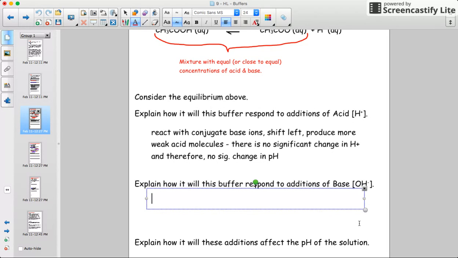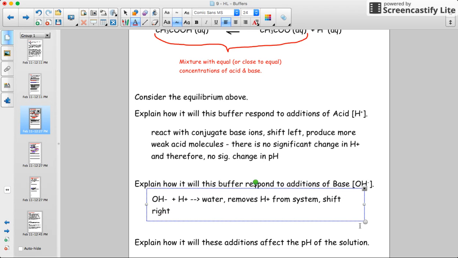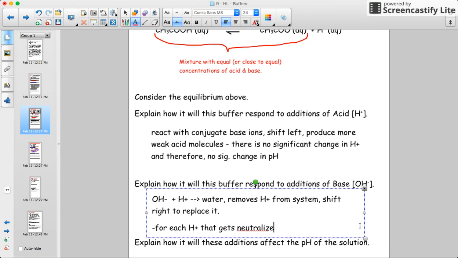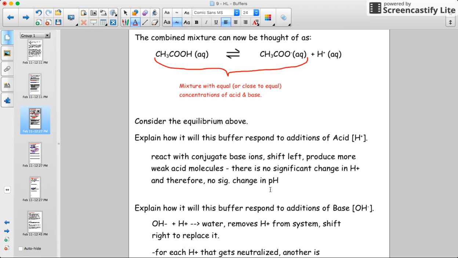So if you think about adding OH minus, you can think about it in a couple different ways, but I'd probably think of it as OH minus will react with H plus to produce water. This removes H plus from the system, and this will cause a shift right to replace it based on the equilibrium. So for each H plus that gets neutralized, another is dissociated, and therefore you're going to have no real change in pH.